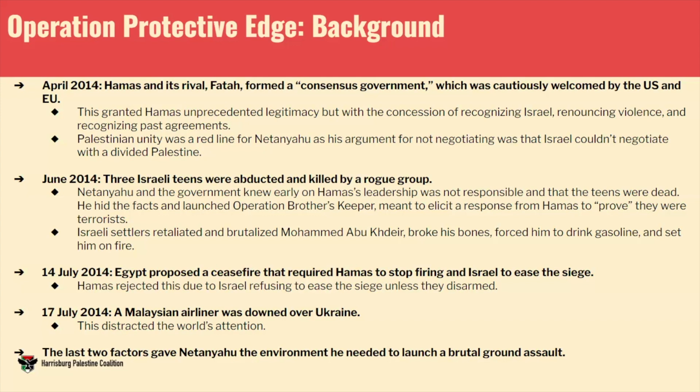On the 17th of July, a Malaysian airliner was downed over Ukraine. And while this isn't directly related to Palestine, what it did was it distracted the world's attention from what was going on. So those last two factors gave Netanyahu the environment he needed to launch his brutal ground assault.